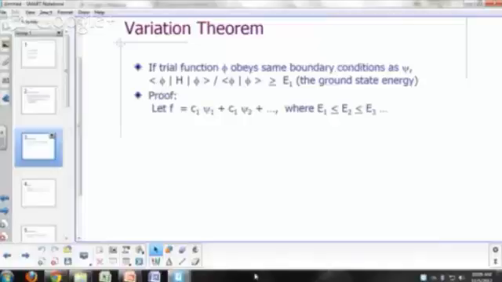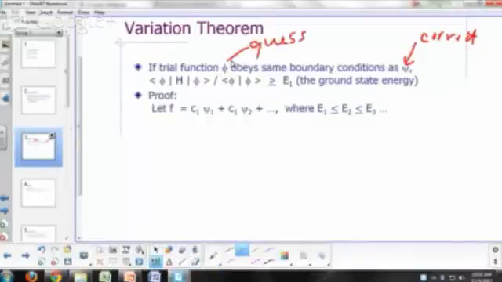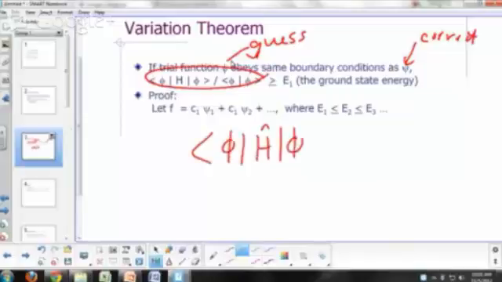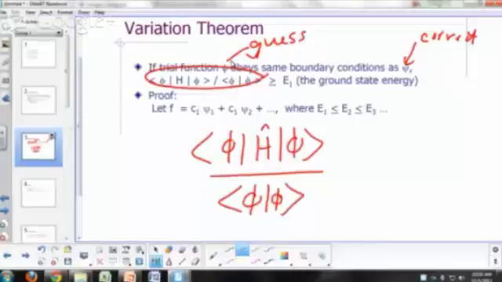So the theorem says that if you have a trial function phi, and it obeys the same boundary conditions as the correct functions, which are psi, so these are the correct wave functions and this is your guess, then if you calculate this integral right here, phi h hat phi in bracket notation divided by phi phi in bracket notation, that will always be greater than or equal to the ground state energy. Okay? The lowest it can be is the ground state energy.